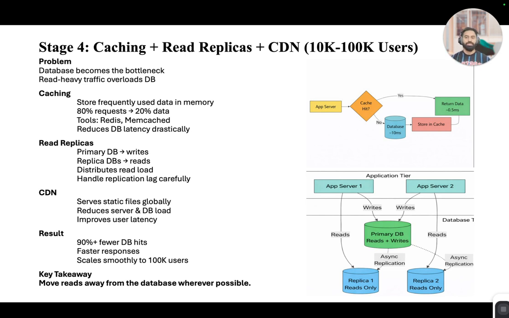So how to solve this? The big solution is to introduce three powerful tools. First is caching, second is read replication or read replicas, and third is CDN. Together we are going to discuss all these three, and how they will reduce the database load by 90% or more. So let's break this down one by one.